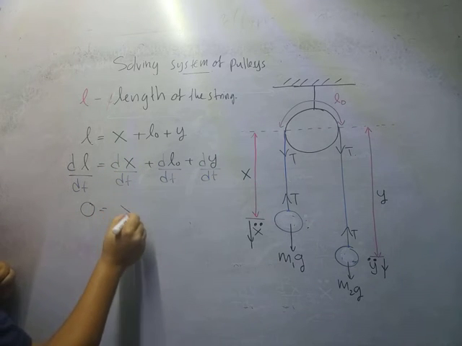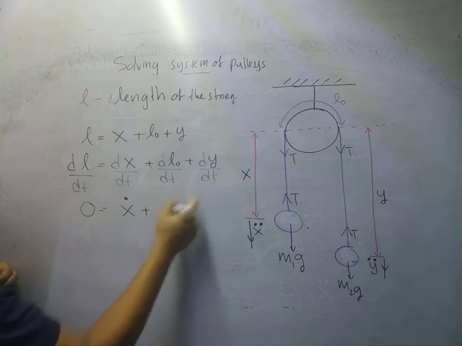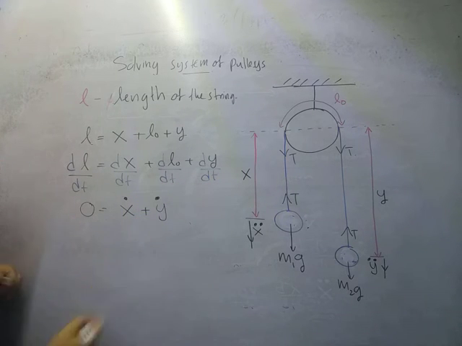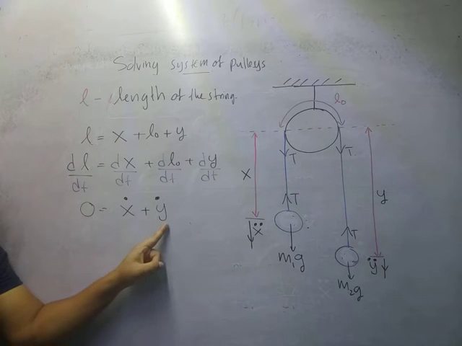This I can write x dot. This also is 0. This I can write y dot. Now we get a relationship between x dot and y dot.